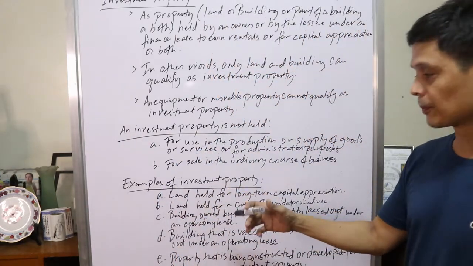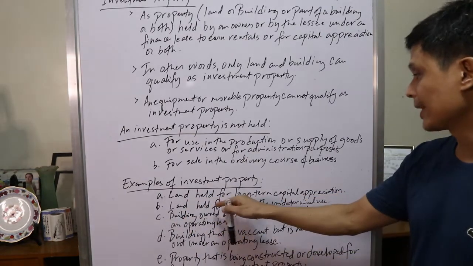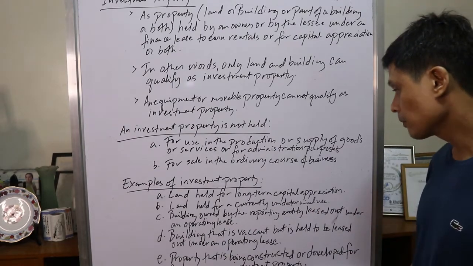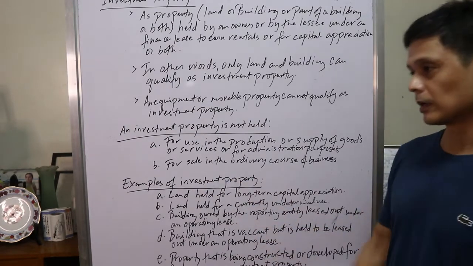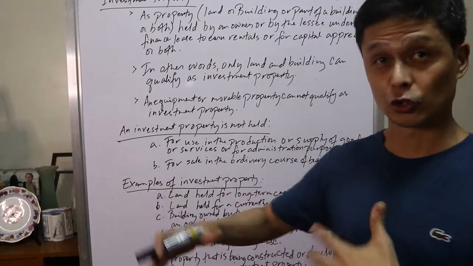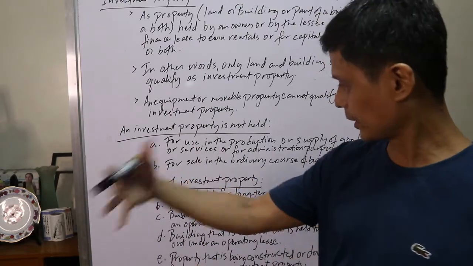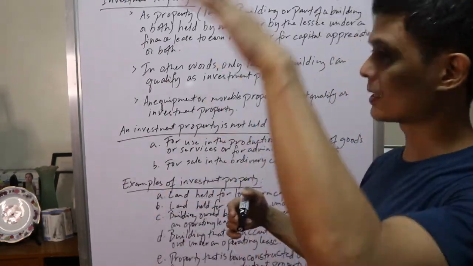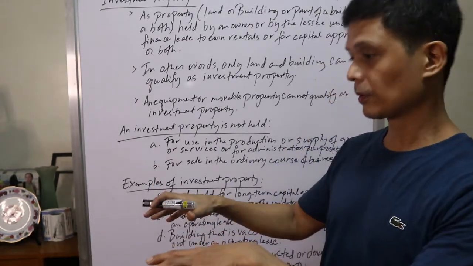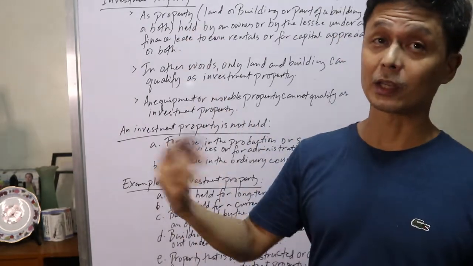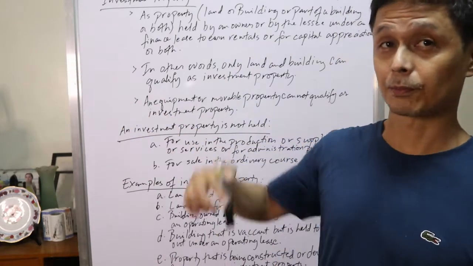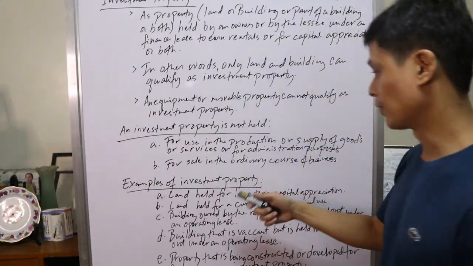Examples of investment property are land held for long-term capital appreciation. Yan. So ito yung kumbaga wala pa silang masyadong plano doon, no? Basta nandun lang yun, yung land na yun, no? Okay, so for capital appreciation, bumili yung owner ng land and then parang pinano niya, parang investment, no? Parang in the future pwede niyang ibenta yun pagka nag-appreciate na yung value ng property.